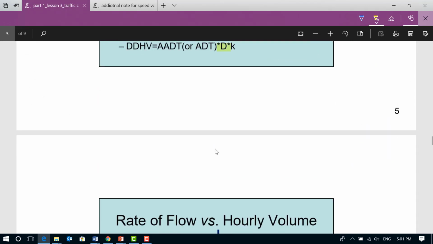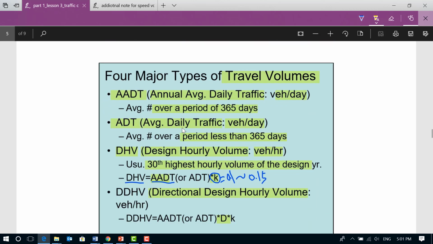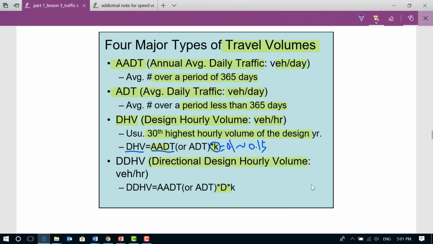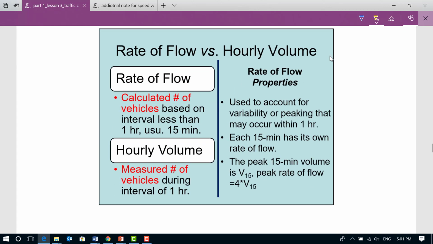All right, so now those are the four volume measures. In addition, if you look at this slide, you can see the largest volume time unit is per day, and the smallest is hourly. So how about time intervals of less than 1 hour? In that case, we have to bring the rate of flow into your attention. The rate of flow is the calculated number of vehicles based on intervals less than 1 hour, usually 15 minutes.